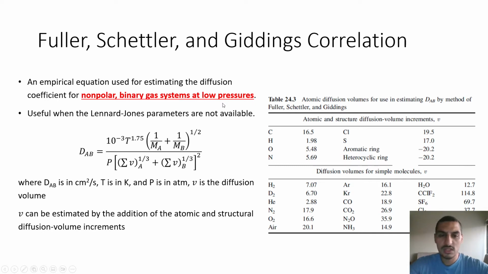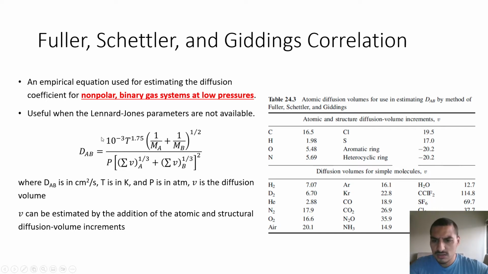And this equation is recommended to be used in case of having components that we don't know the Lennard-Jones parameters for, the sigma and the epsilon over k, and consequently the omega d. So if we cannot find these Lennard-Jones parameters, we can go for the equation that is produced by Fuller, Schittler, and Giddings. And this equation is very similar to the Hirschfelder's equation.